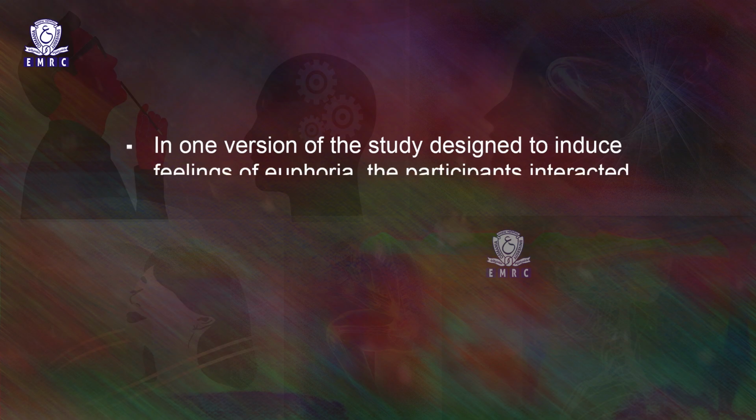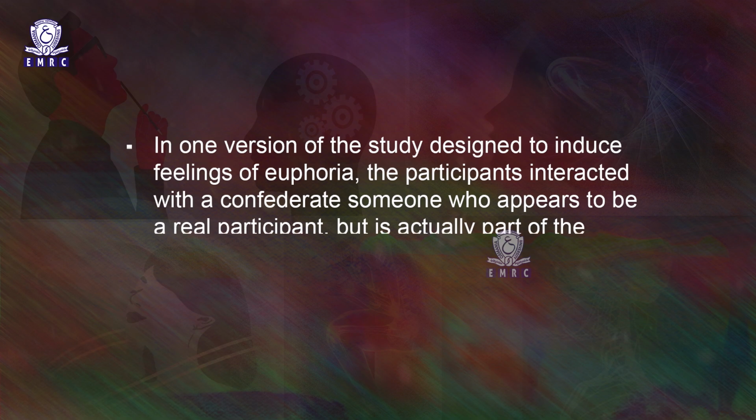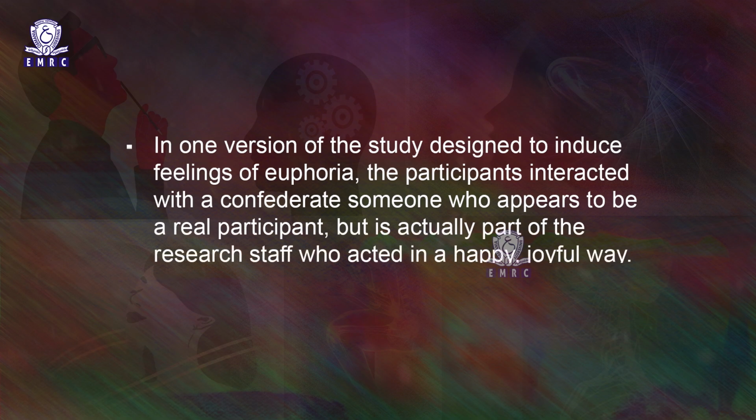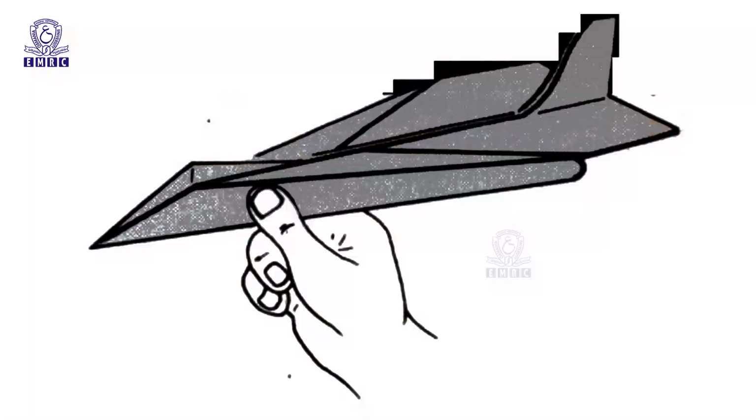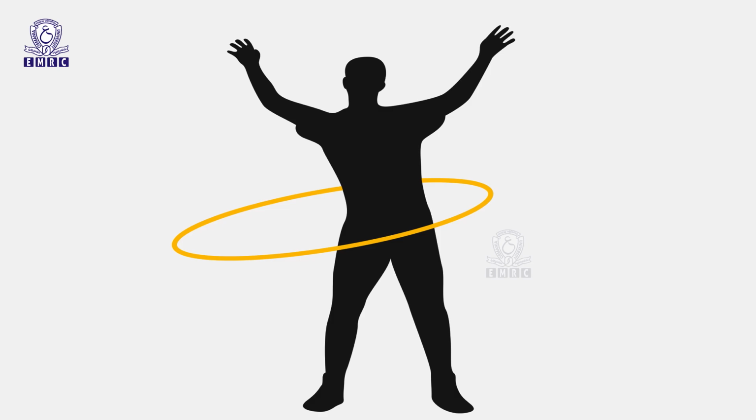One version of the study was designed to induce feelings of euphoria, a state of being high. In it, participants interacted with a confederate, someone who appears to be a real participant but is actually part of the research staff, who acted in a happy, joyful way. The confederate flew a paper airplane, crumpled up balls of paper to play a mock basketball game, made a slingshot out of rubber bands and played with a hula hoop.